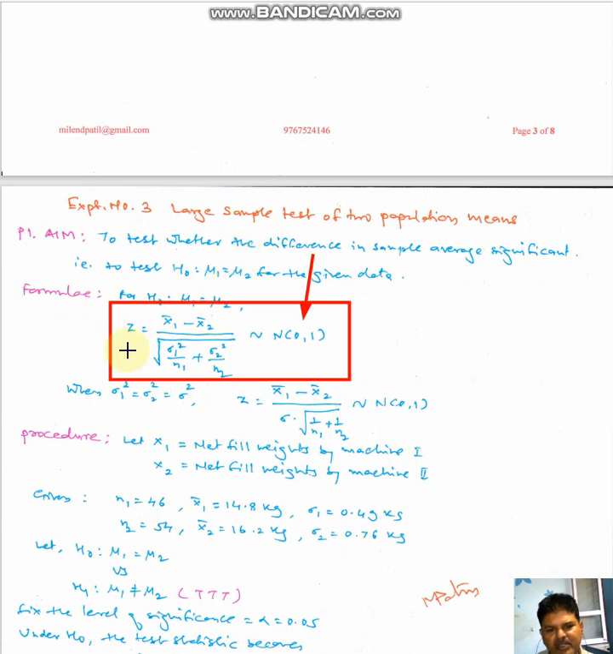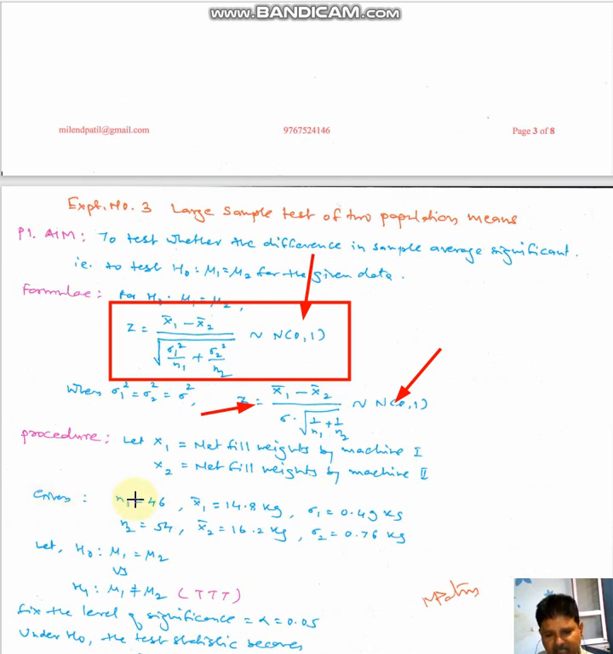Right? Suppose in some cases the sigma 1 square and sigma 2 square are the same, so that is supposed to be sigma square, then we have to apply this formula. Z is equal to x bar 1 minus x bar 2 divided by sigma upon root of 1 upon n1 plus 1 upon n2, which follows normal 0, 1.